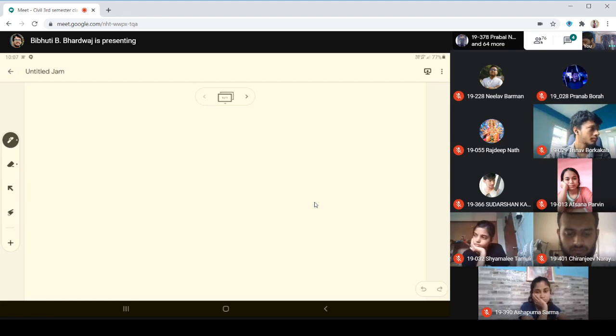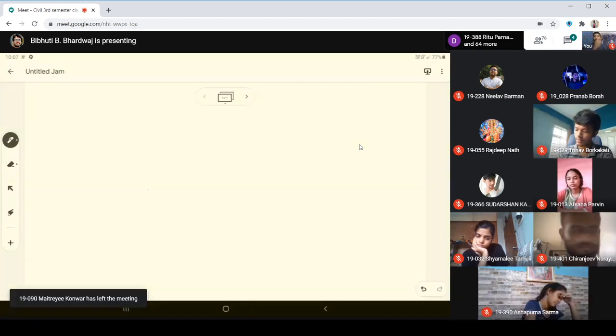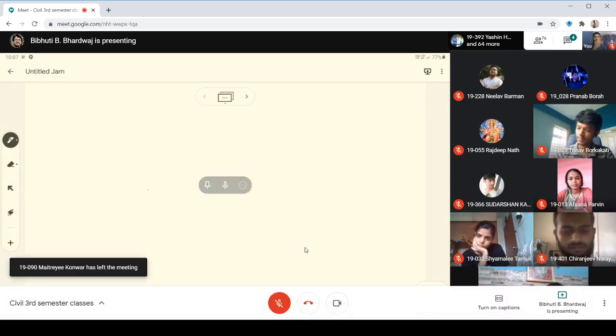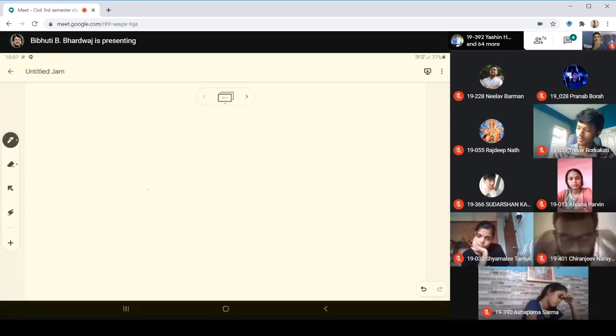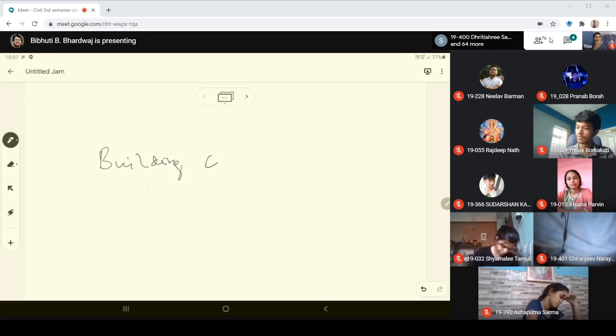induction class that this subject, building construction and planning, is divided into 2 parts. The first part is building construction and the second part is building planning. Building planning has already been started by Rupjyoti ma'am. So I am starting the building construction part.